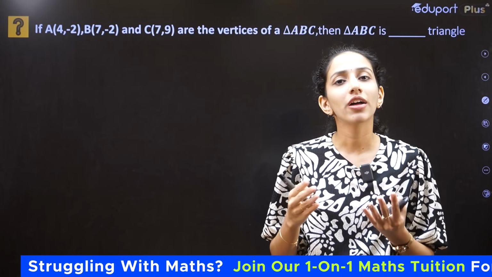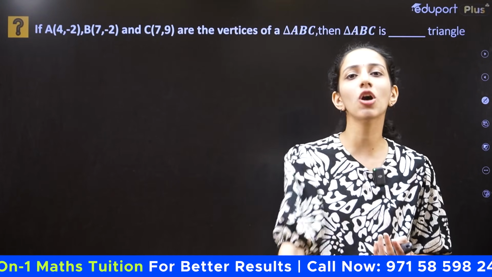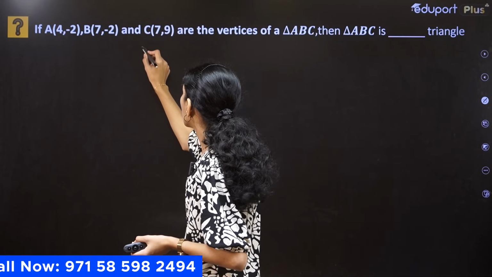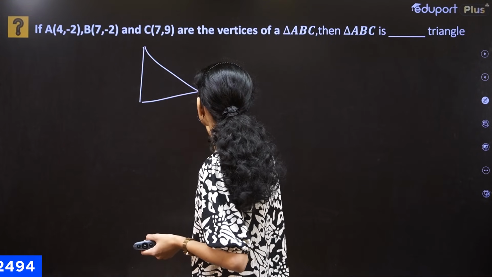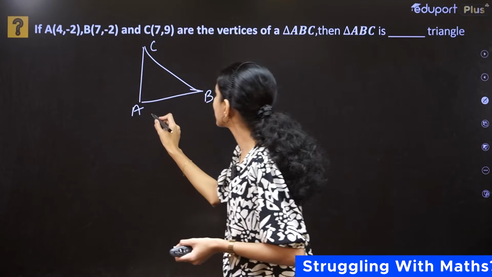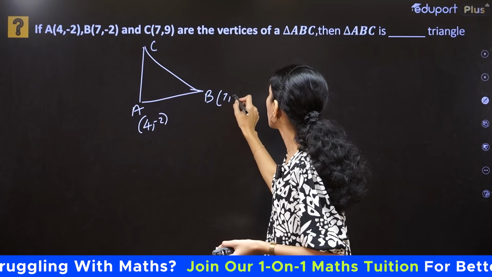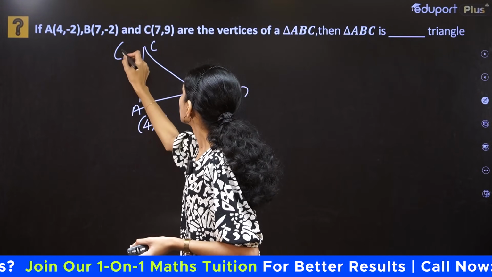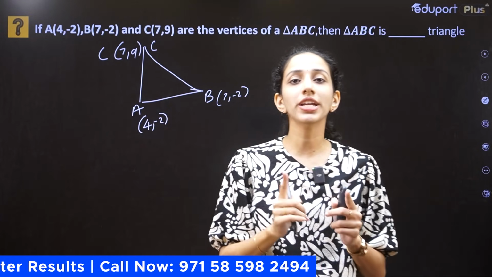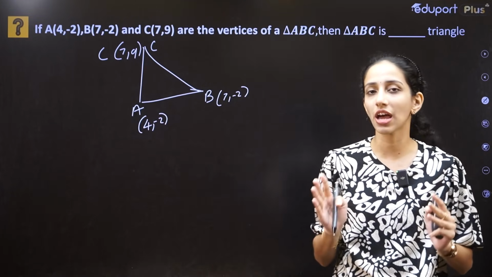So what is the next step? First, find the length of each side. How will you find the length of each side? Here I am considering the vertices as A, B and C, and we have the coordinates: A is (4, minus 2), B is (7, minus 2) and C is (7, 9). So our aim is to find the lengths of the sides of the triangle.